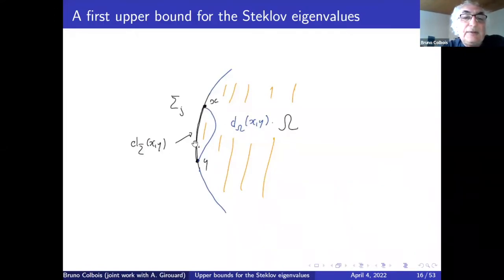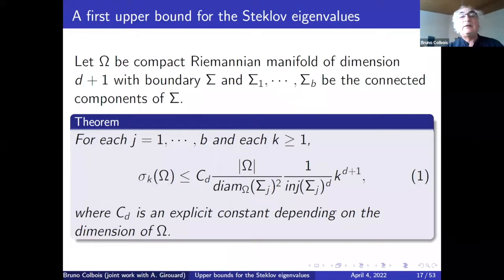So if I have 2 points, I can draw curves inside the boundary, or I can use a curve outside the boundary, and this may be much shorter than this. And this is what I speak of when I speak of the position of the boundary in the manifold. It is precisely the difference between these two. And with this, you see, this is a result I didn't tell. This is what I explained. This is a result with Alexandre Girouard.